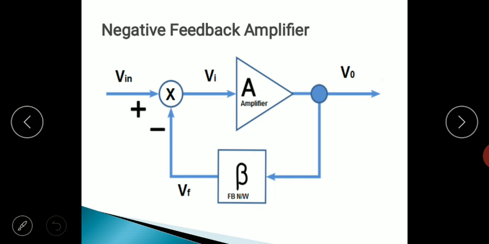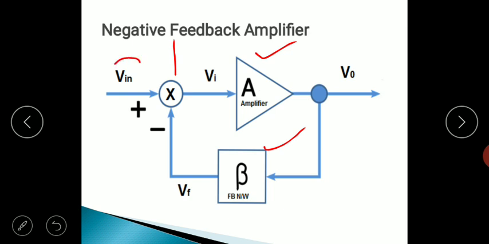You can see that the heart of this negative feedback amplifier is the amplifier with gain A, or open loop gain A, then the beta, the feedback network or the feedback fraction. This is the amplifier, this is the feedback network, and this is called the mixer, which will mix the source input and the feedback signal to produce the effective input.